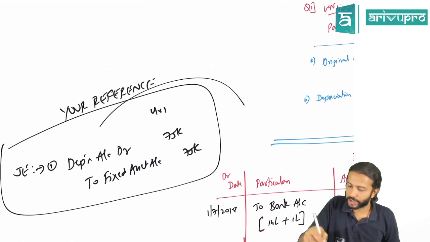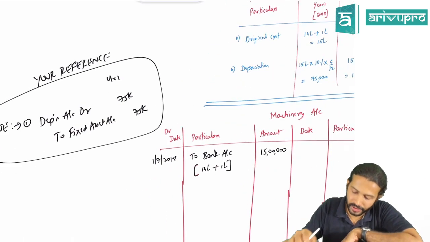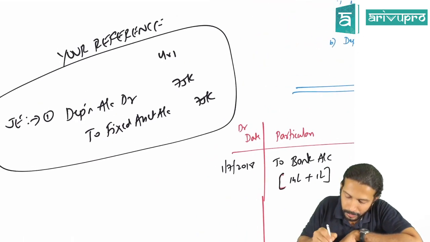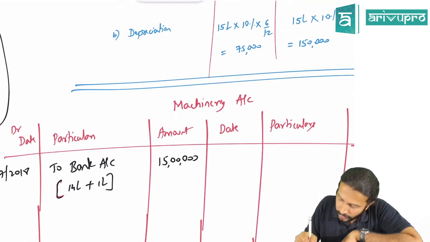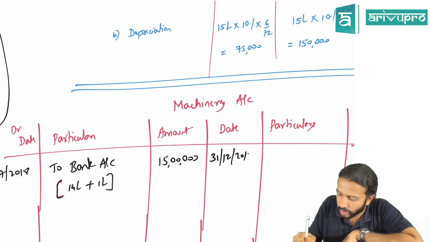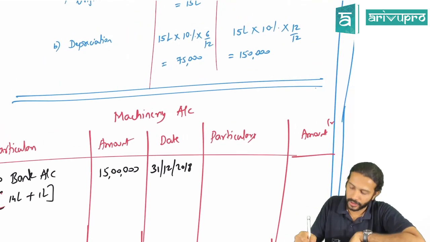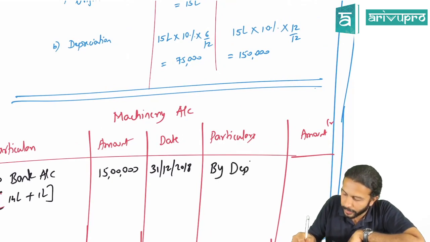Okay, so now this journal entry, we need to post it into the ledger. Your fixed asset is nothing but machinery here. In machinery ledger, what will be the posting, sir? What will you write? On 31st December 2018, because you calculate depreciation at the end of the year. So you will write by depreciation account. You can give the reference, working note number 1.